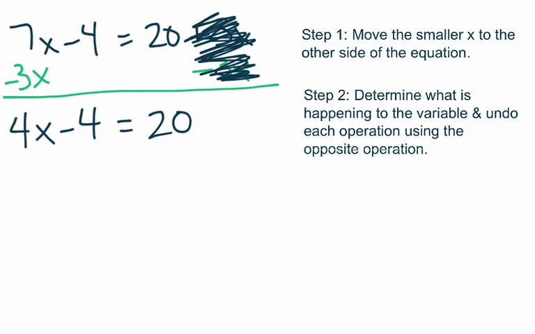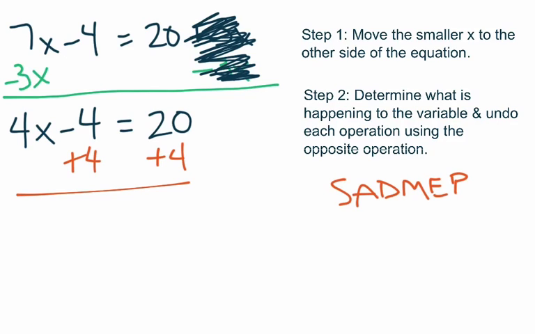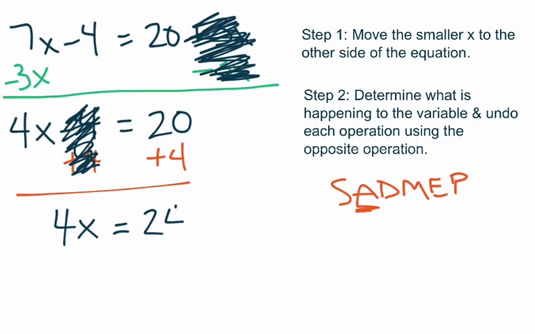So the first thing that we have to do is take care of the 4 that's being subtracted. So we're going to add 4 to both sides. And don't forget, we're always following SADMEP, the reverse order of operations. That's why we added first, and then we'll divide. So these 4's go away, and we get 4x equals 24. Then we're going to divide by 4 on both sides. These 4's go away, and I'm left with x equals 24 divided by 4 is 6.